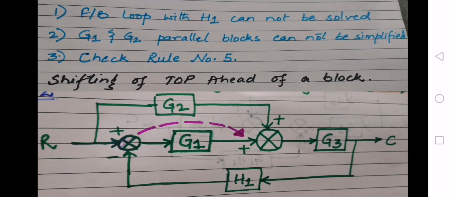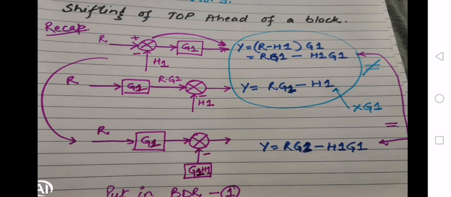The G1 and G2 parallel blocks cannot be simplified. Why? Because there is a summer of the H1 feedback. So we have to first simplify these. The best rule is to check rule number 5 in the previous presentation and then come back here. The rule we are going to adopt is shifting of a summing point ahead of a block. So let's go with a quick recap of this rule.